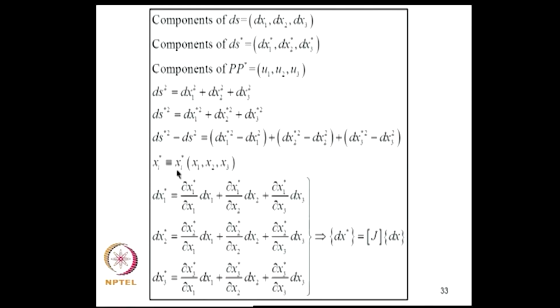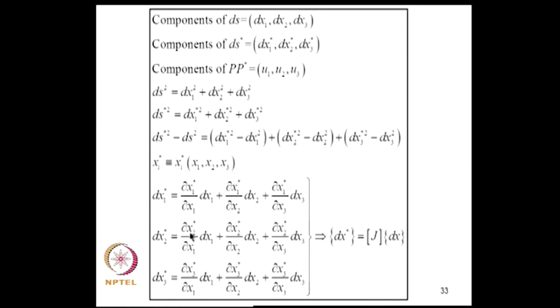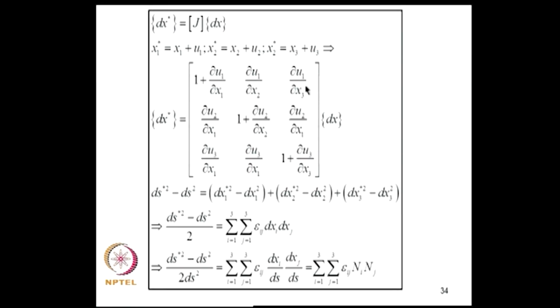So, we can differentiate this and find dx1 star, dx2 star, dx3 star using this relation, and I get dx star as J into dx. And if I now write the equations for x1 star, which is x1 plus u1, x2 star is x2 plus u2, and so on and so forth, using that if I evaluate the elements of J, I get them in terms of gradients of the displacement field to be this.